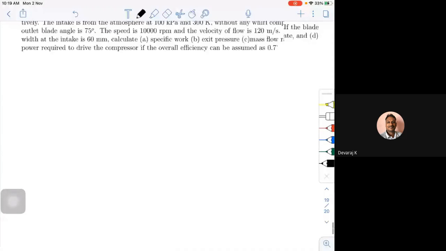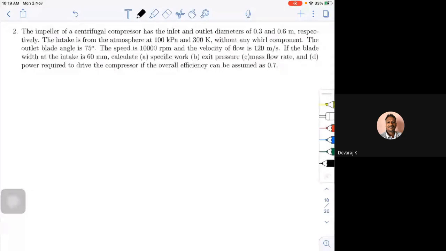The impeller of a centrifugal compressor has inlet and outlet diameters of 0.3 and 0.6 respectively. The intake is from atmosphere at 100 kilopascals and 300 Kelvin without any whirl component, that means my VW1 is equal to 0. The outlet blade angle is 75 degrees. In the first problem it was 90 degrees, now it is 75 degrees. The speed is 10,000 rpm and the velocity of flow is 120 meters per second. If the blade width at the intake is 60 mm, calculate the specific work, exit pressure, mass flow rate, and the power required to drive the compressor, with overall efficiency assumed to be around 70%.